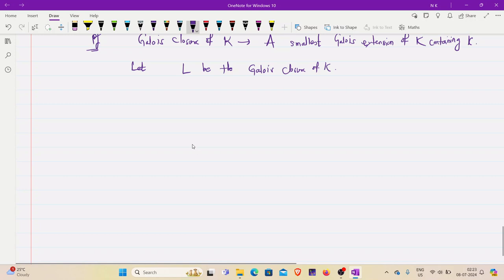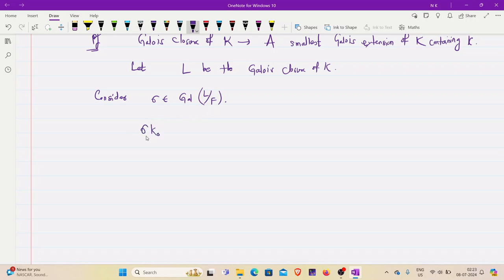So consider sigma belongs to Galois group of L over F. Okay, and we'll apply this sigma to the previous sequence of fields. So basically sigma fixes F. So when you apply sigma to K naught, it's not going to change. Okay, so it will be F itself.